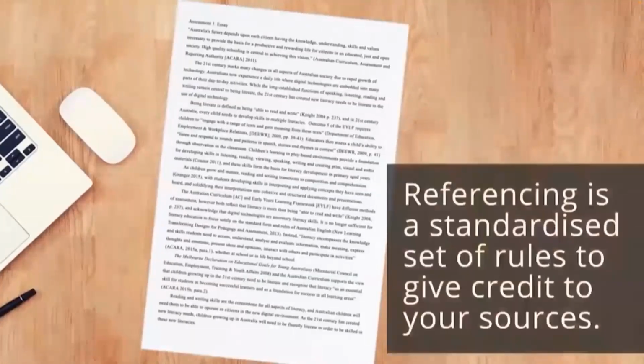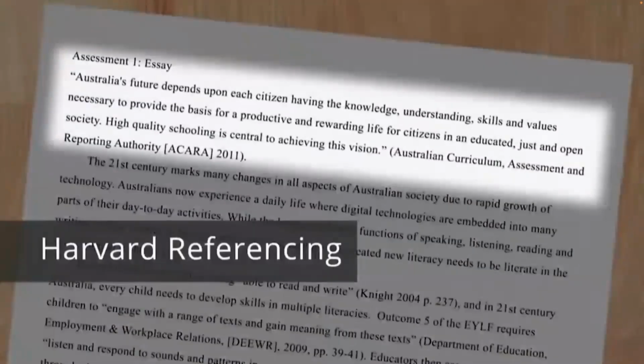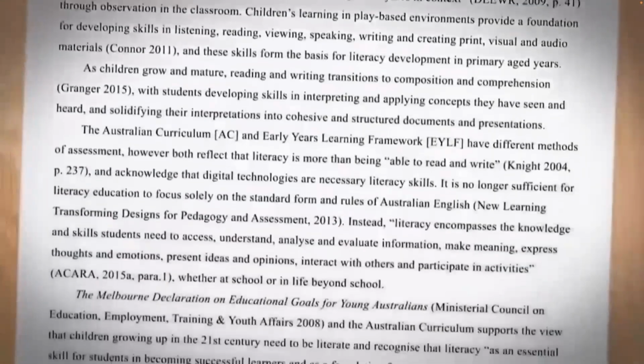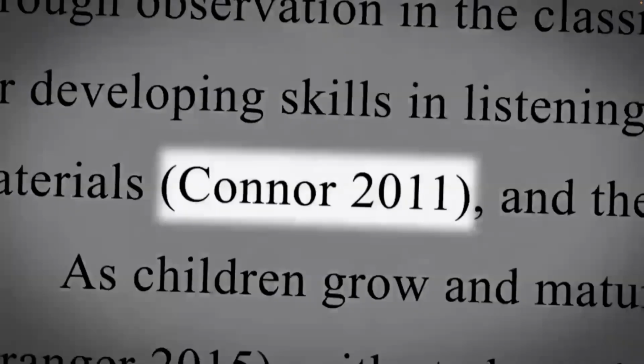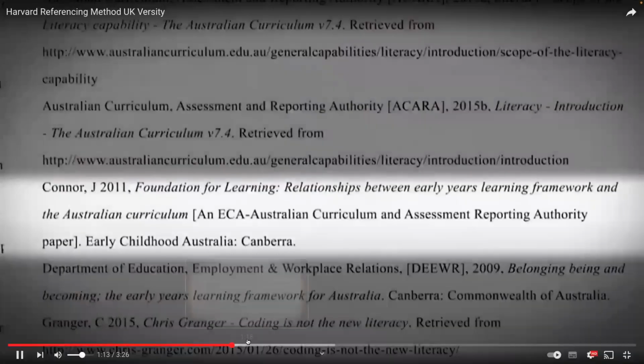Referencing is a standardized set of rules that you'll use to give credit to your sources. All units, except education and psychology, use the Harvard referencing method. Let's take a look at how to reference using this method. When referencing, begin with in-text citations. These citations allow your readers to link your key points to where your information was sourced.